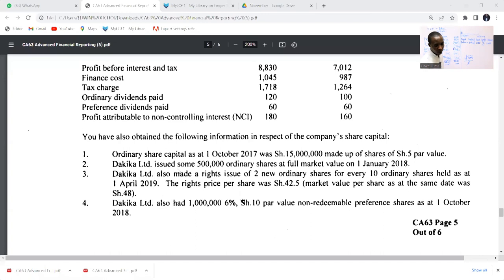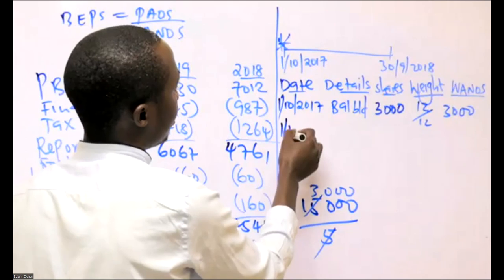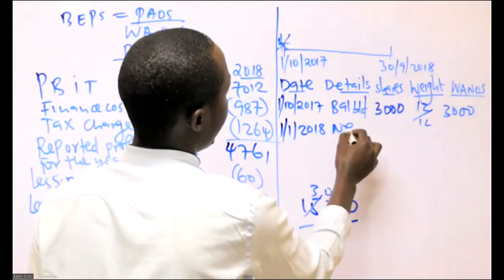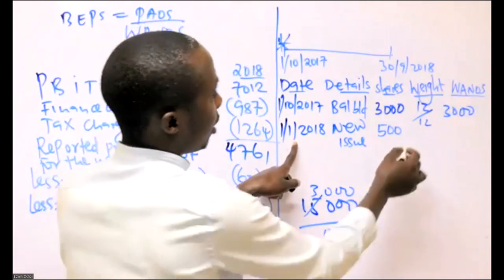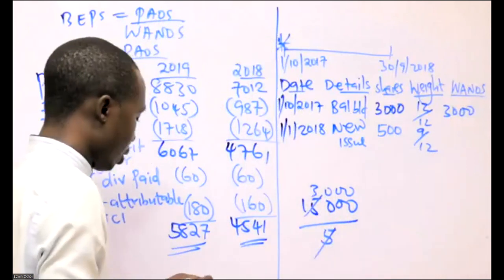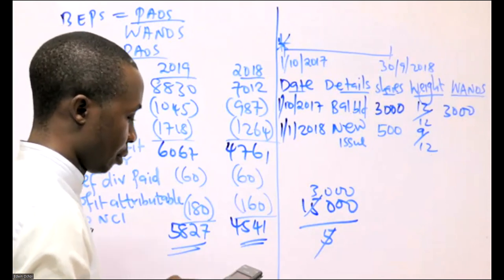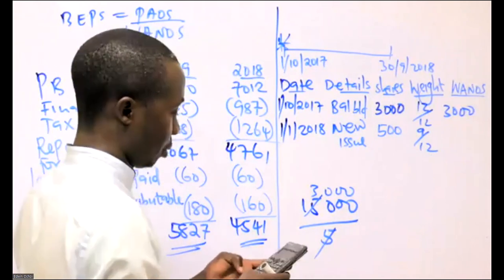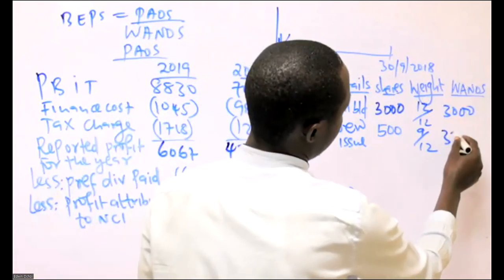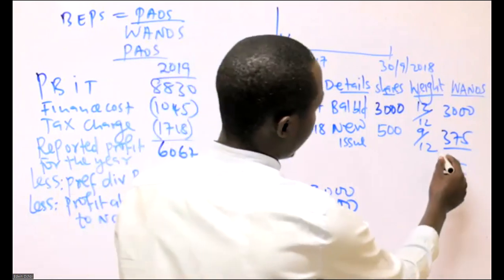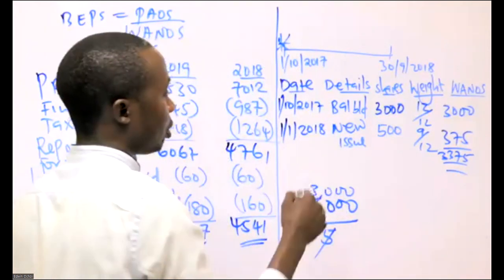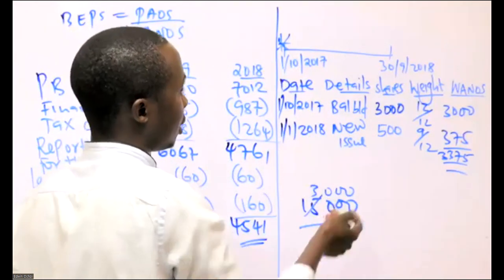Note 2, Dakika issued 500 ordinary shares at full market price on 1st January 2018. So we have a new issue. They issued 500. From January to the end of the year, those are 9 months, 9 over 12. So 500 times 9 over 12 is 375. So 3,000 plus 375 is 3,375. Note 4, the next additional information, was concerning a rights issue, and that one was in 2019.